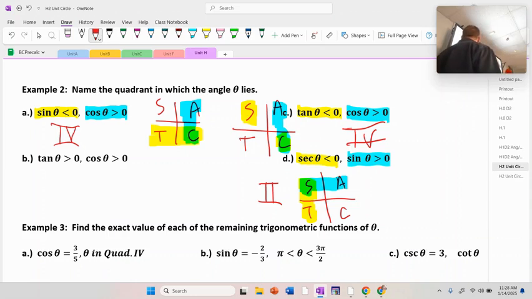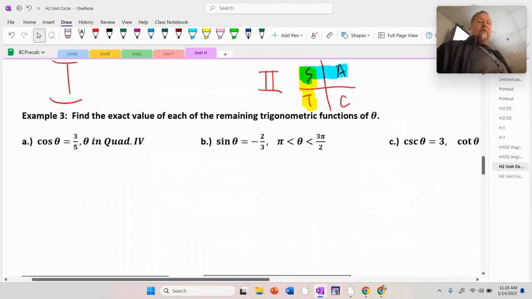The last one, tan's positive in 1 and 3. Cosine's positive in 1 and 4. The answer is 1 for this one. Okay, without drawing it out. Has to be. Sometimes there's an overlap and it could be a couple of them.